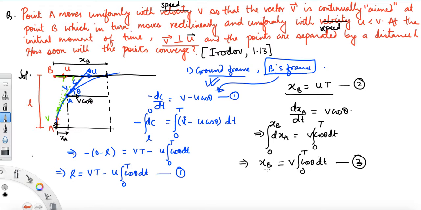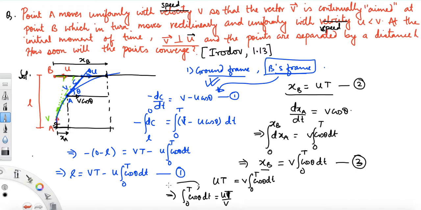Very easily we can see that xb from equations 2 and 3 is ut. This ut is equal to v integral 0 to t cos theta dt. I have plugged the value of xb from equation 2 into equation 3, and also we have integral 0 to t cos theta dt is equal to ut over v. And now we have got this value of the integral, ut over v.